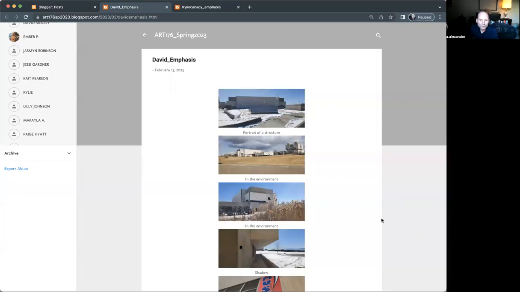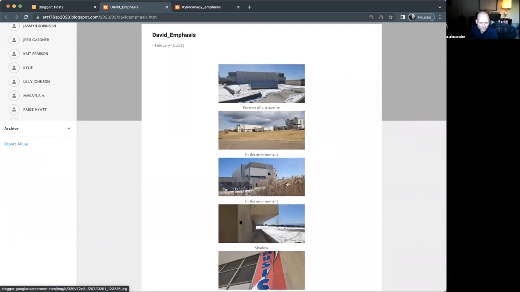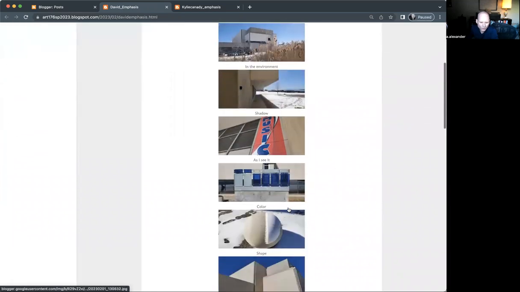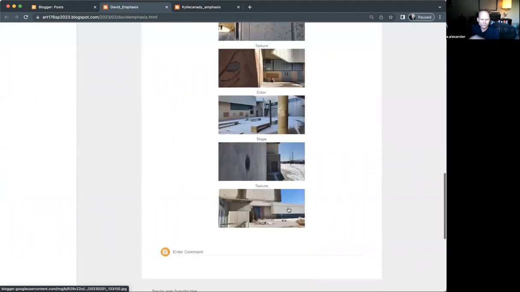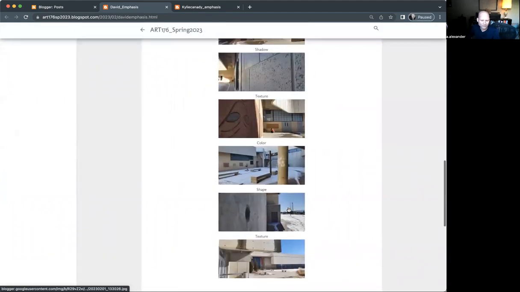Hello, David. We're going to take a look at your emphasis posting here for some observations on what we see, maybe some feedback. So let's jump right into it. First thing I like to do is take a look overall at what we have here, just to see how you've arranged everything.